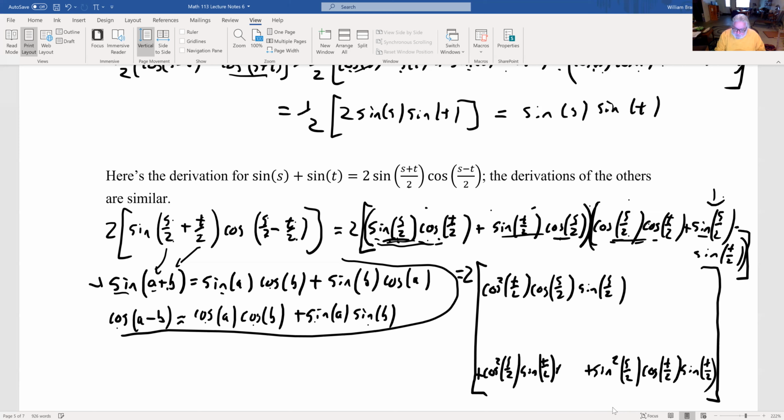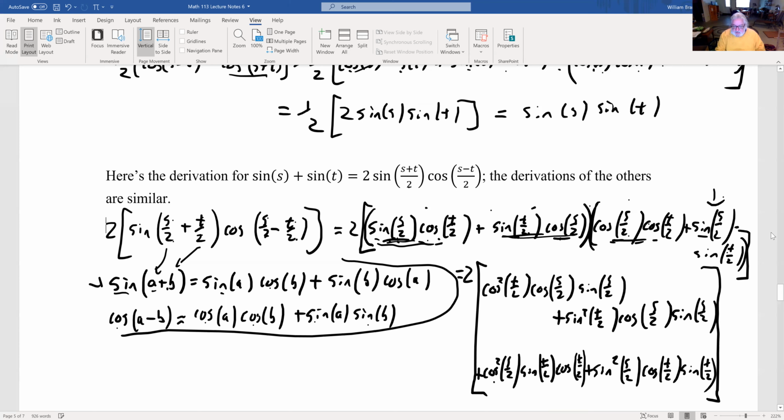Oh, I'm running out of space again. T over 2. There we go. And you can see why I want to do that, right? Cosine squared of s over 2, sine squared s over 2, that's a Pythagorean thing. So since I've got this big gap here, we'll put the last and give it some space. Sine t over 2, cosine s over 2 times sine s over 2, sine t over 2. That means I've got a sine squared t over 2 times a cosine s over 2 times the sine of s over 2.